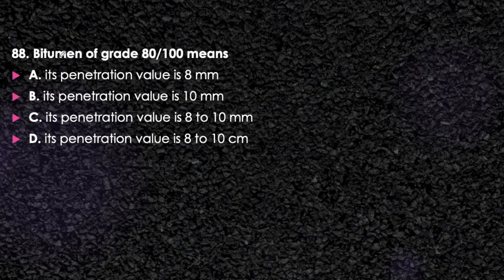Next question. Bitumen of grade 80 by 100 means its penetration value is 8 mm, its penetration value is 10 mm, its penetration value is 8 to 10 mm, or its penetration value is 8 to 10 centimeter. Think about it. Very important question as well as very easy question to guess. The 80 to 100 means the penetration value is between 8 to 10 mm. Memorize it. It can be asked in any examination.